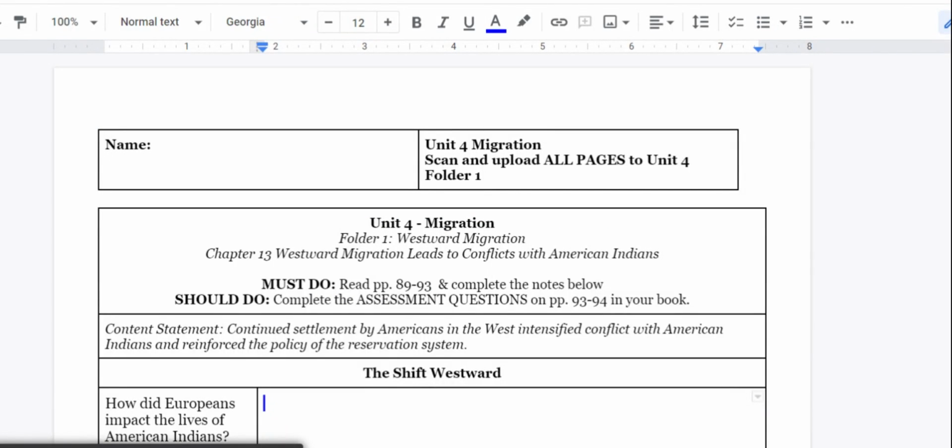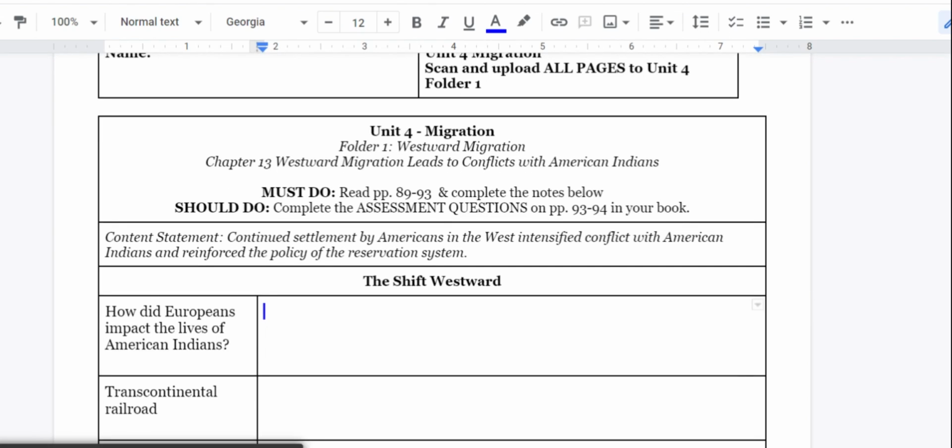Oh, so these are the notes for chapter 13. The reading starts on page 89, goes till page 93, so you should be reading along while you take notes. So we have the guy reading here. So this is all about westward migration leading to conflict with American Indians.